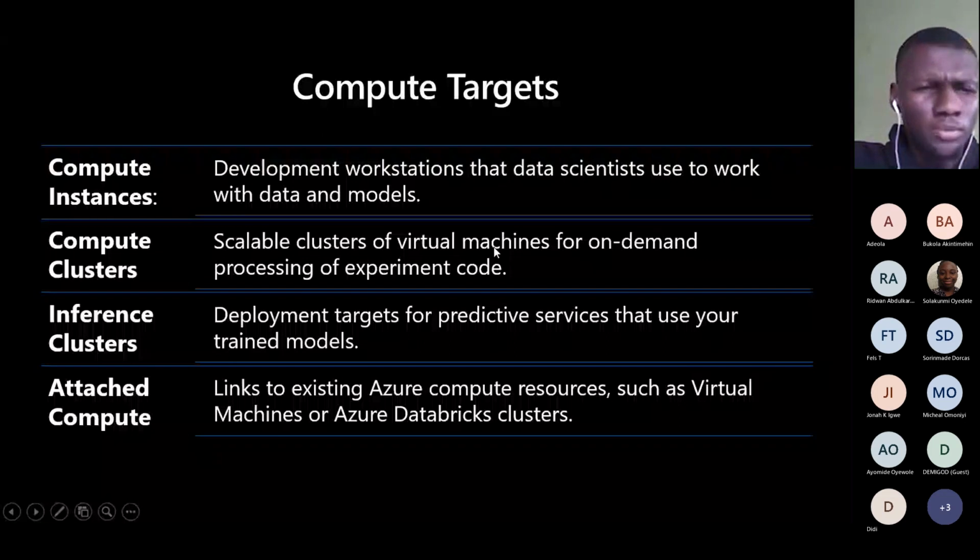Then we have something called inference clusters. This is your deployment target for predictive services that use your trained models. So basically, the work of inference clusters usually revolves around the cadence of deployments, right? And lastly, we have something called the attached computes, which links to existing Azure compute resources such as virtual machines or Azure Data Lake clusters. So it's the link between existing compute resources.